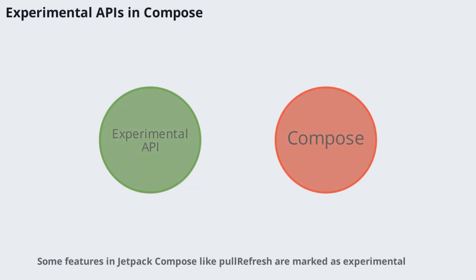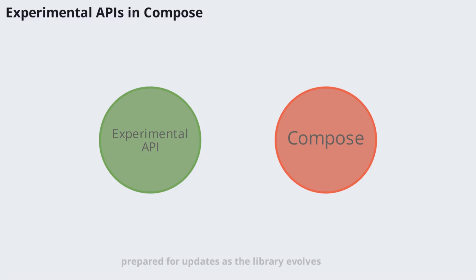Some features in Jetpack Compose like pull refresh are marked as experimental. This means they may change in future releases. When using experimental APIs, always check the documentation and be prepared for updates as the library evolves.